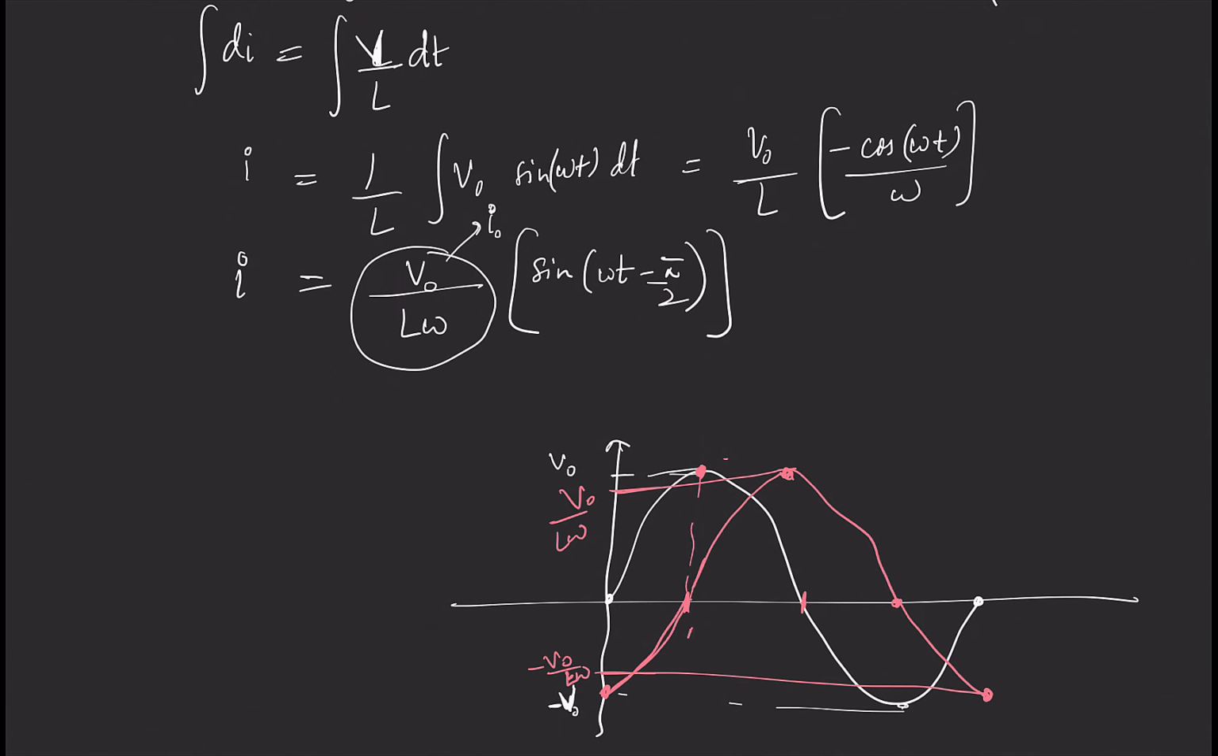So if this value is, let's say, pi by 2, again I am assuming omega to be 1, this value is pi, this value is 3 pi by 2, and this value is 2 pi. So the peak of current is coming later after the peak of voltage by an angle of pi by 2, and that's why we say that I lags voltage or V leads current. So we have seen that.